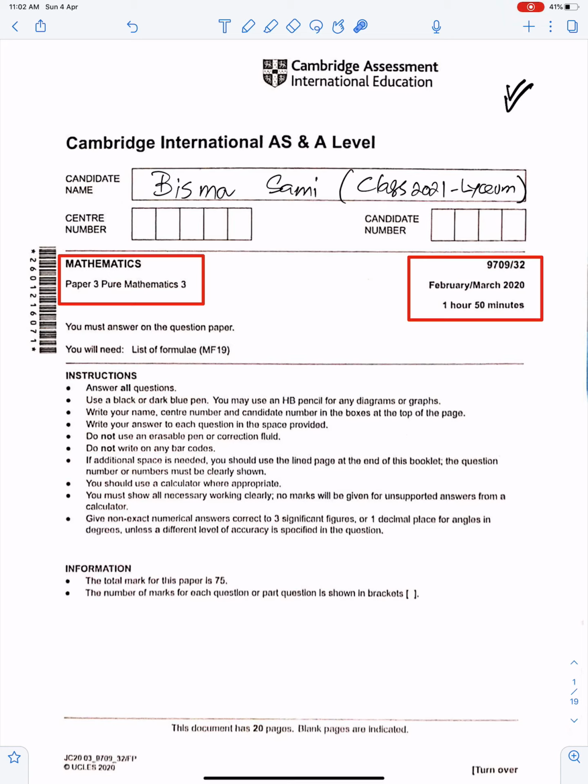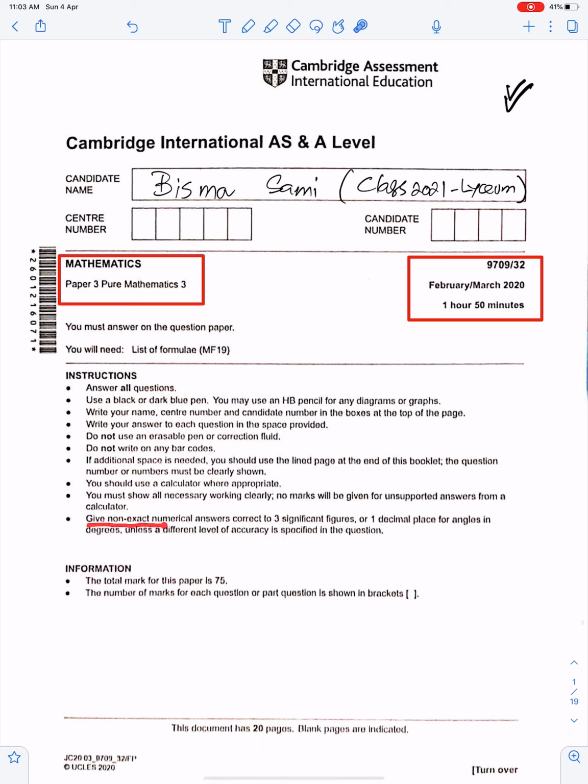In this lecture, I will discuss the solutions of P3 9709 component 32 of March 2020. And for this, I am using the work of an outstanding, the most dedicated, and one of my best students, Miss Bisma Sami of class 2021, the Lyceum. Well, all instructions are very important, including the last one.